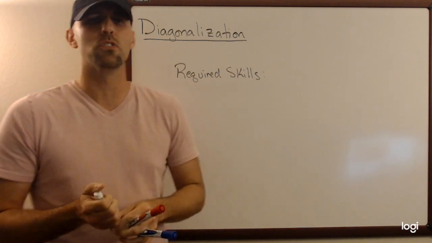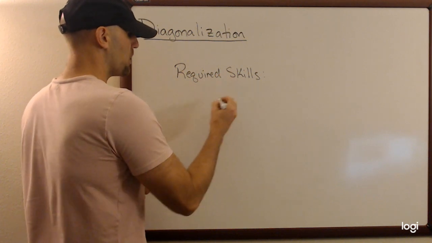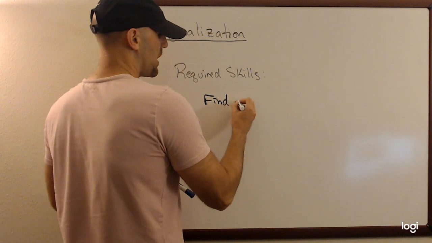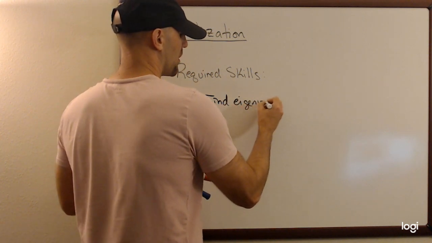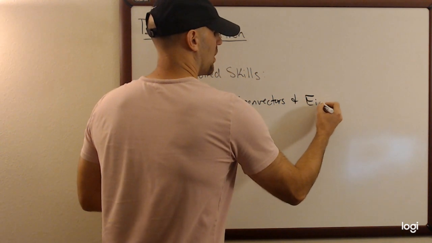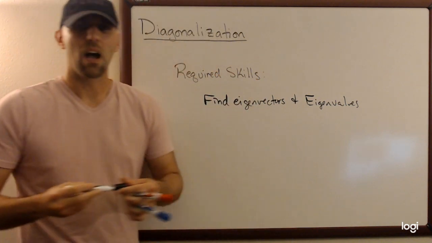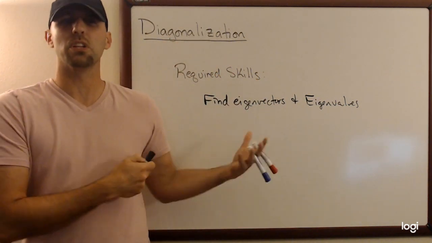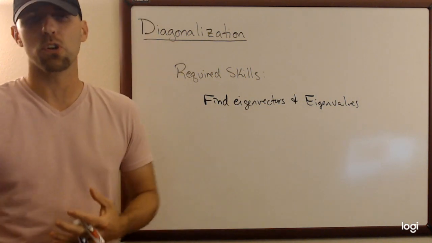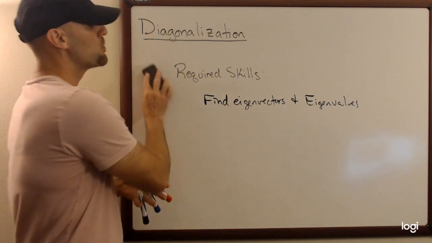Again, we'll go over just the required skills. Honestly, this is a fairly simple use of these things. So again, we just need to be able to find eigenvectors and eigenvalues. And at the end, we're going to use this particular skill and tie this back in with differential equations, of course, since it's a differential equations course. Okay, so here's what we know.